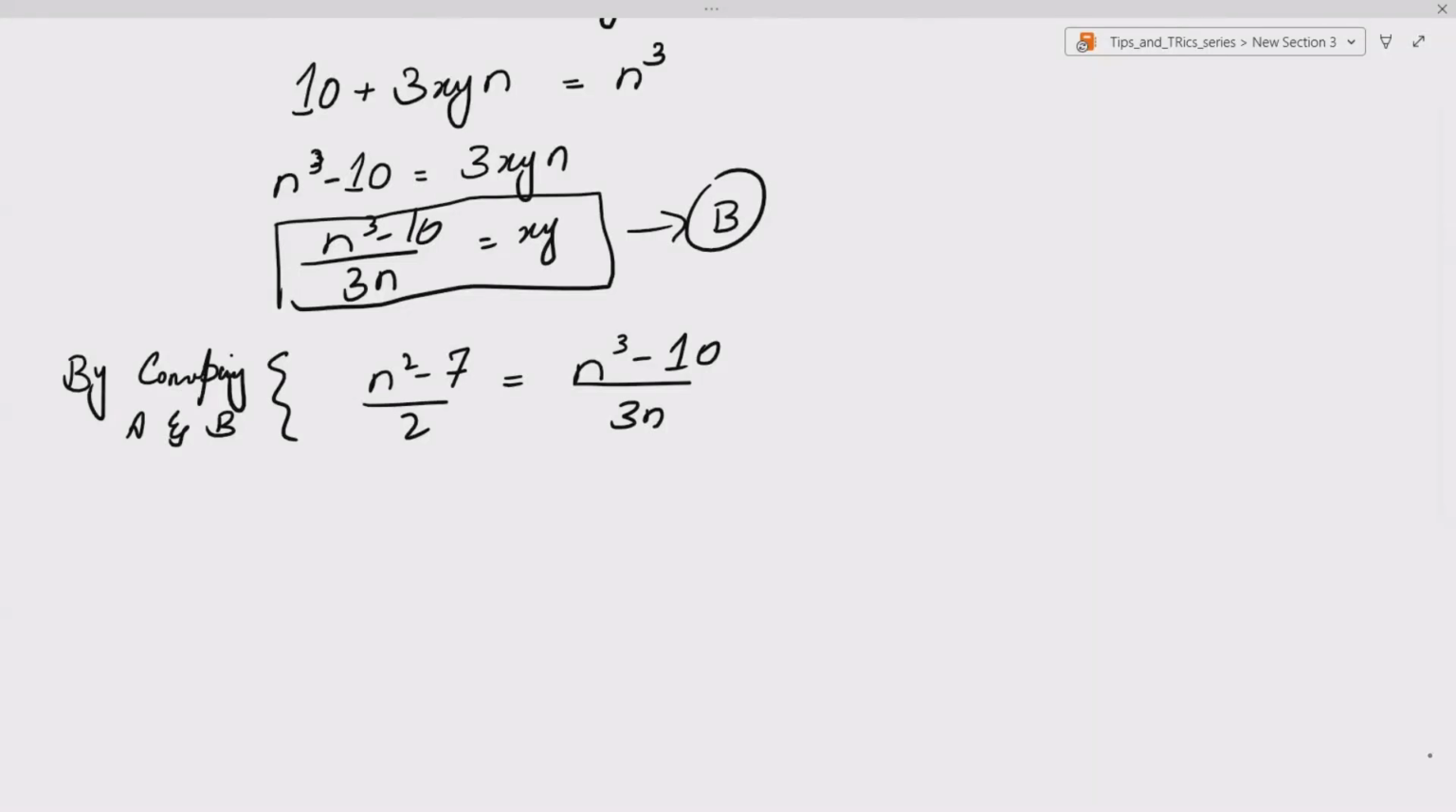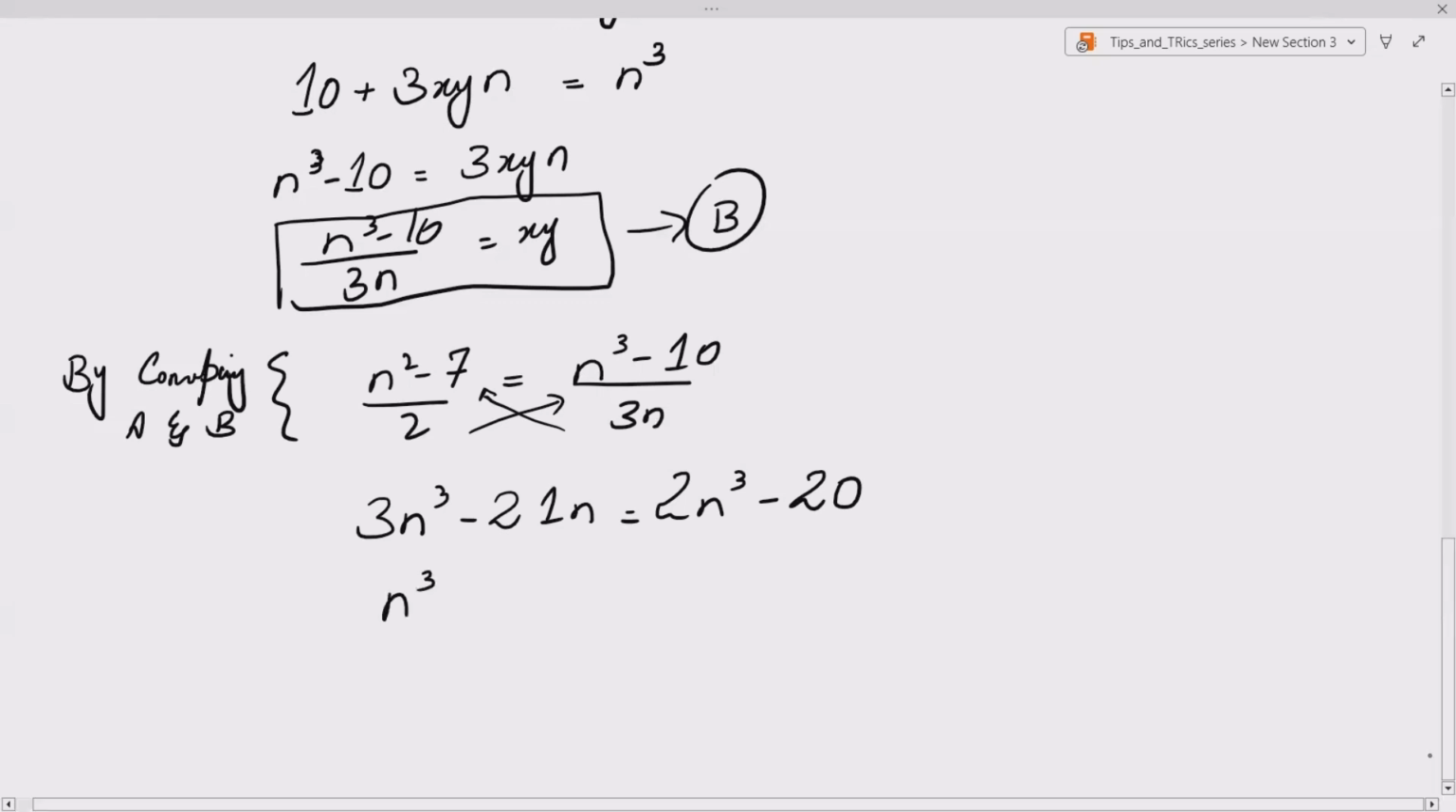So first we have to figure out its three cube roots. So let's see how we can solve it. So we can multiply it with 3n, so we get 3n cube minus 21n equals 2n cube minus 20, right? So we take it over here, 3n cube minus 2n cube becomes n cube minus 21n plus 20 equals to 0.